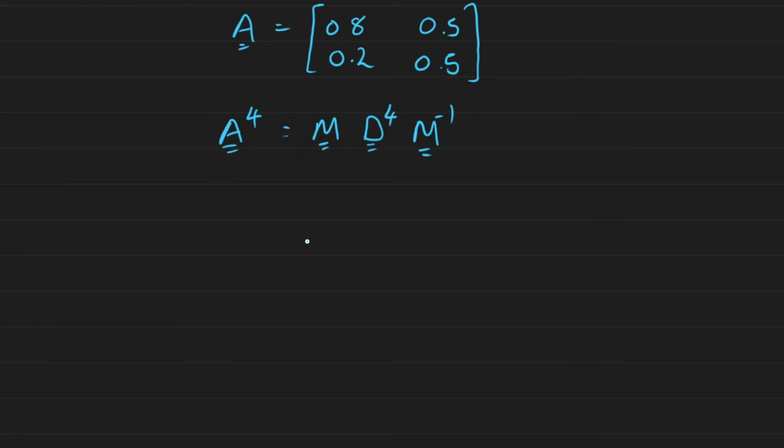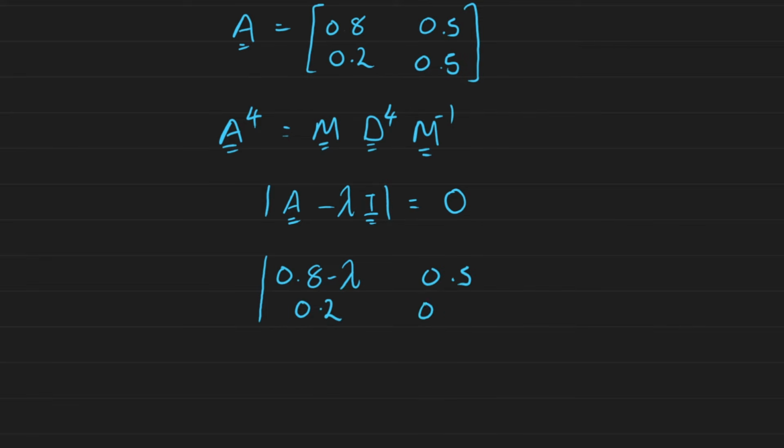The first thing we need to do is determine the eigenvalues and the eigenvectors. To do that, we use the characteristic equation, which we had derived in a previous video. We had seen that the characteristic equation was the determinant of A minus lambda I is equal to 0. So this would essentially be 0.8 minus lambda, 0.2, 0.5, and 0.5 minus lambda. And we set this equal to 0.